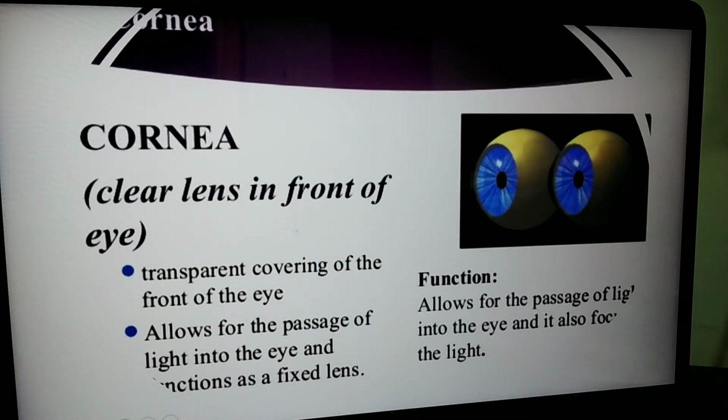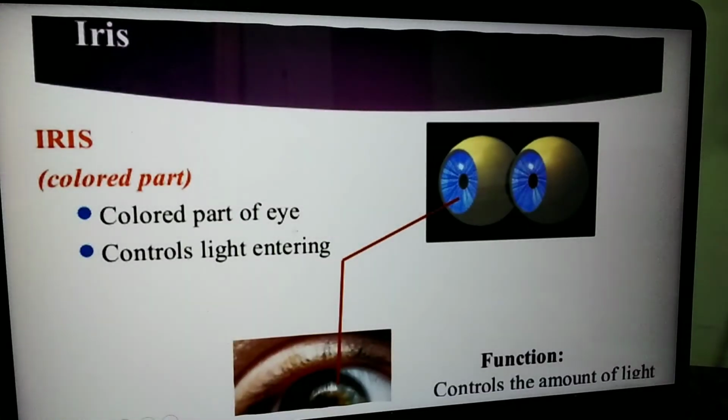Now, iris is the colored part. It controls the amount of light entering into the eye. Once again, iris is the colored part of the eye. It controls the amount of light entering into the eye.